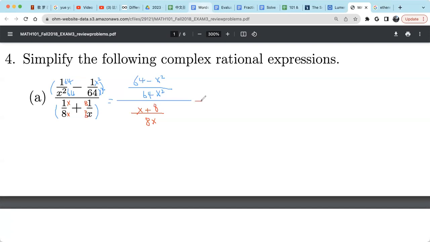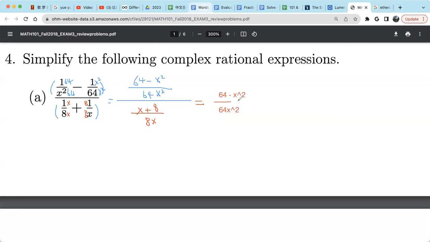Two layers of division, we can change it to be multiplication. Then take the inverse of the second term, right? So we write it as 64 minus x squared divided by 64x squared.